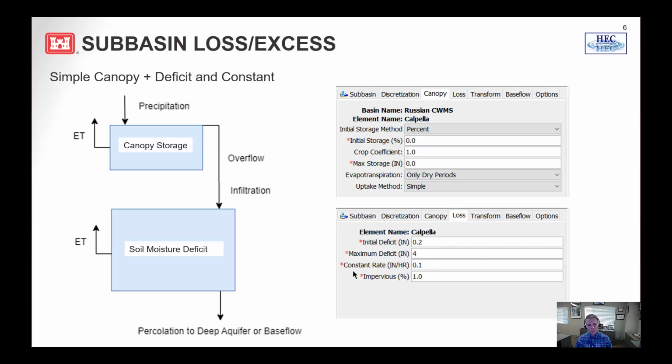And then the other really important parameter, the constant loss rate. When the soil is saturated, this is that percolation rate that water moves through the soil. Okay, so once the soil has been saturated, water is going to infiltrate into the soil, and you notice this one arrow coming out of the soil layer. It's percolation to a deep aquifer or base flow. If you do link the linear reservoir base flow method with the deficit and constant method, then you do get mass balance. The water that infiltrates when the soil layer is saturated does go to the base flow layer.